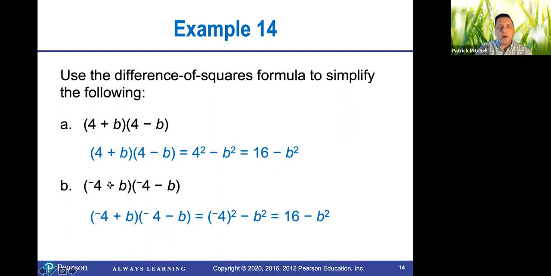This one is almost the same, except it's -4 plus B times -4 minus B. Still has the difference of squares pattern. So this is going to be the square of -4 minus B squared. Notice that the square of -4 is still 16. So actually you get the exact same answer.